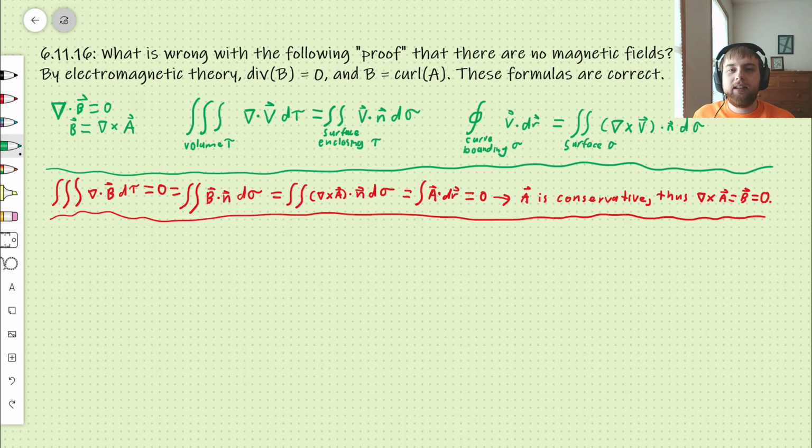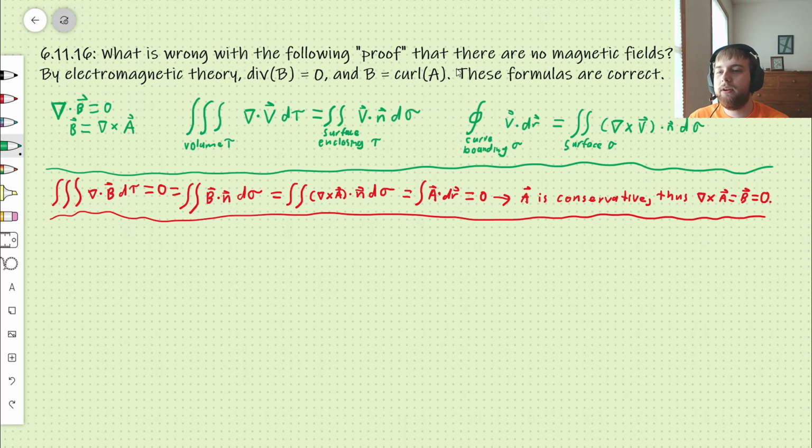Hello, everybody. Today we're going to be taking a look at another vector calculus problem that attempts to disprove the existence of magnetic fields. But it fails, and we'll see why by the end of the problem. This problem could be just a few seconds long if I were to tell you right away what the problem is, but I'll take you through the process of how I figured it out.